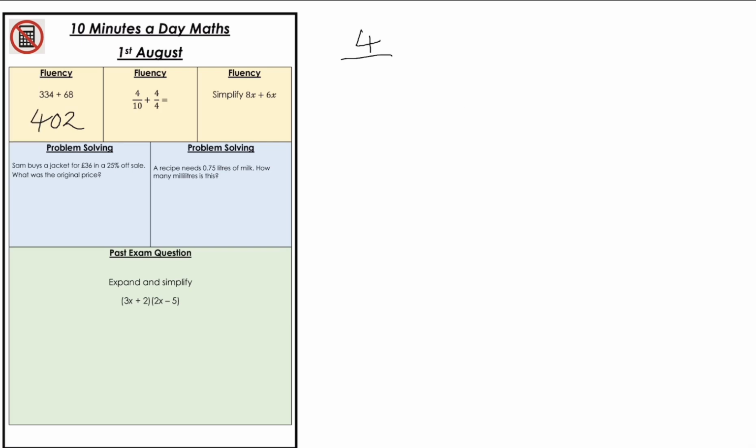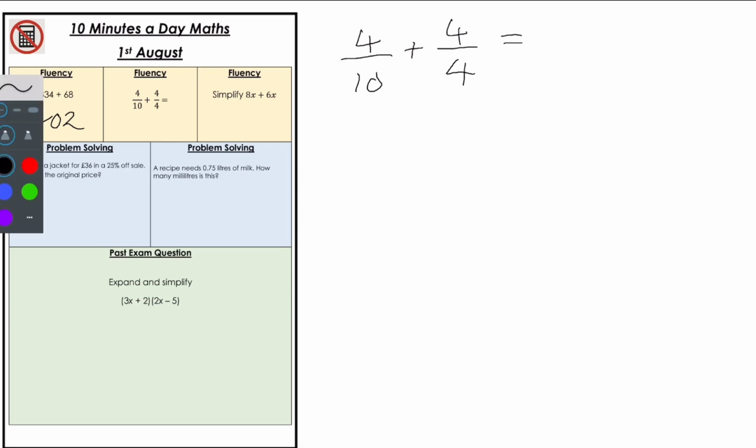It's a fraction question here. Now, the biggest part with fractions is you need to remember the rules. So when you're adding or subtracting fractions, the denominator, that's the bottom number, must be the same. And we can see in this example, our denominators are not the same. So we need to find something called the LCM. That's the lowest common multiple. So we're going to have a look at our 10 times table and the 4 times table. And we're going to find the first number that's in both.